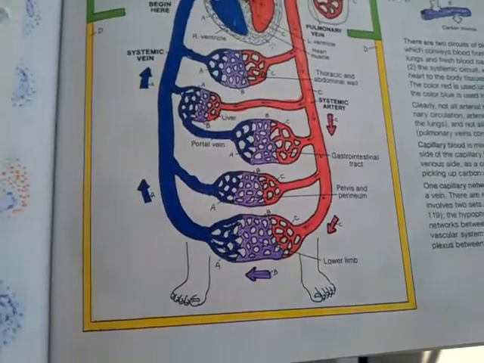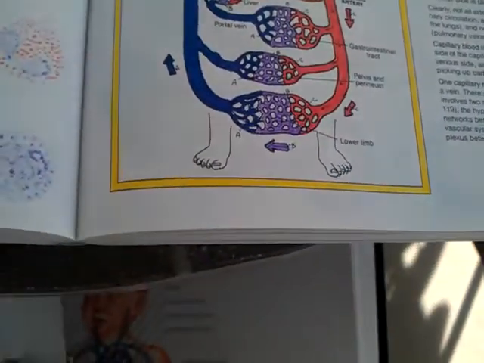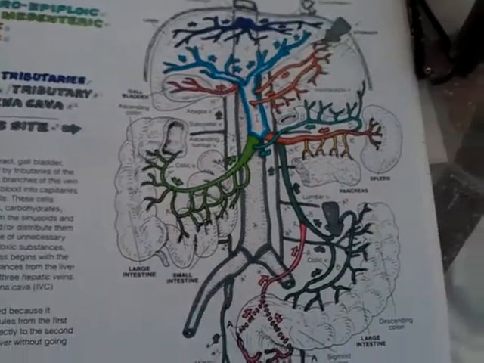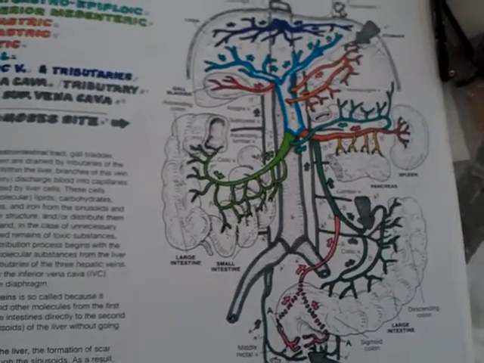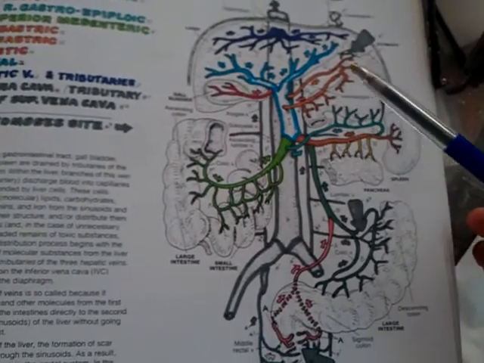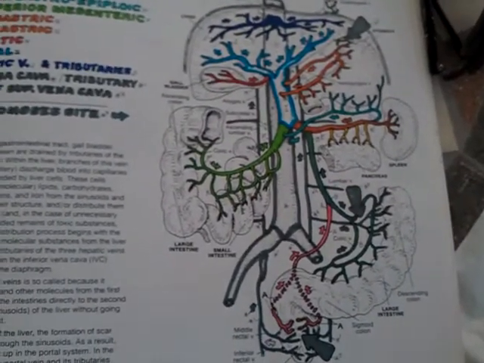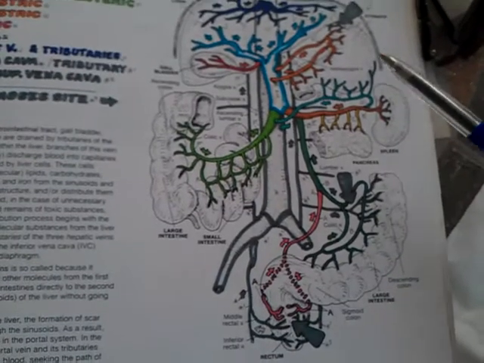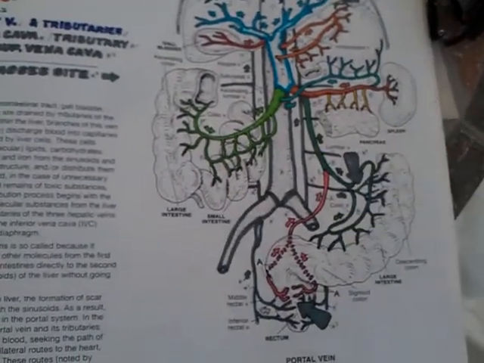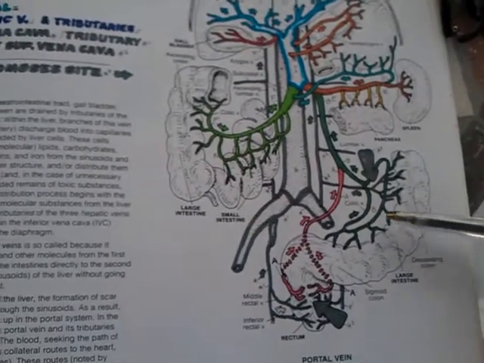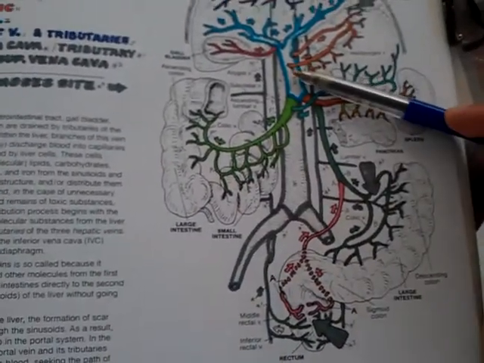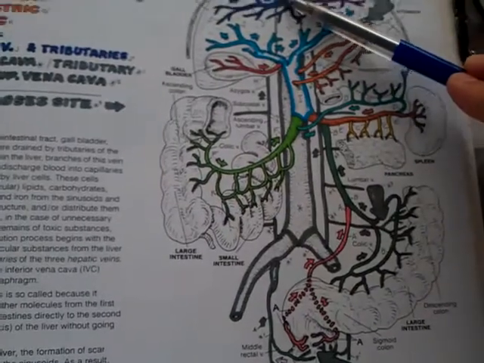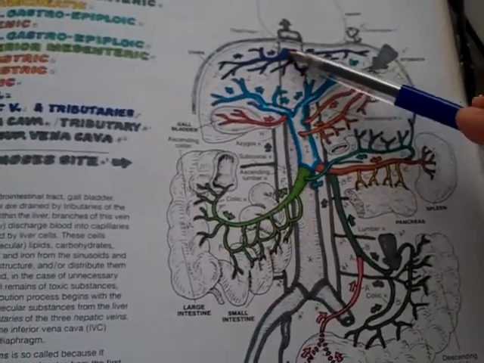The hepatoportal circulation, here you can see it starts in the branches of the abdominal aorta and then gives capillaries in the spleen, pancreas, stomach, intestine, and then gives veins to the branches to the portal vein, and then capillaries in the liver to the hepatic vein to the inferior vena cava.